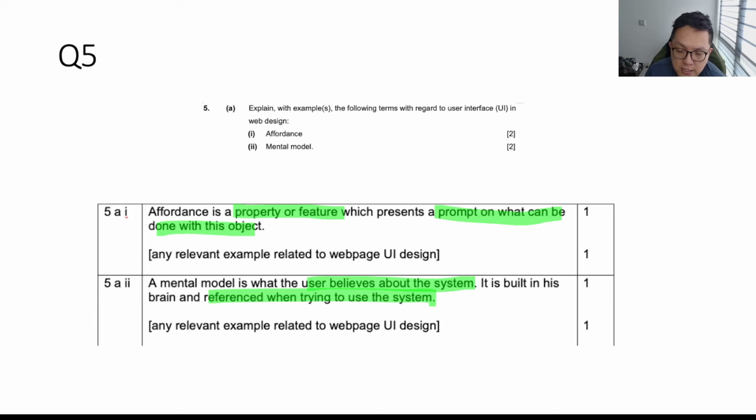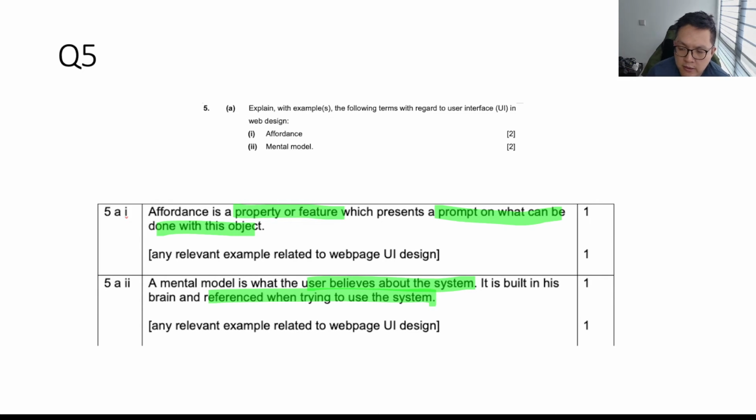You have a speaker icon to tell you this is to adjust volume. Okay, so these are the common ones. All right, mental model is what the user believes about the system. And the keyword is the user believes about the system, and then also follow up by reference when trying to use the system. So for example, you know that if you see red, most have mentioned the colors. Red means wrong or danger. Green means correct or okay to move on.